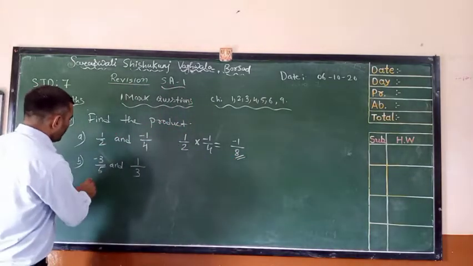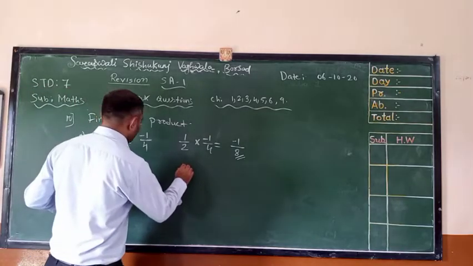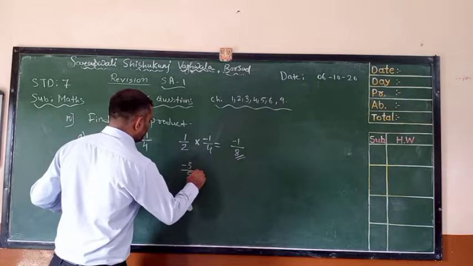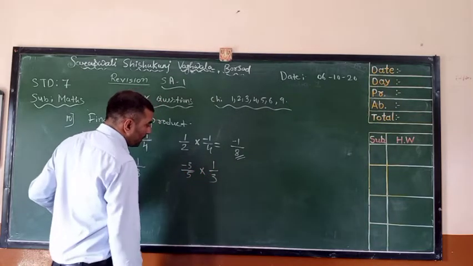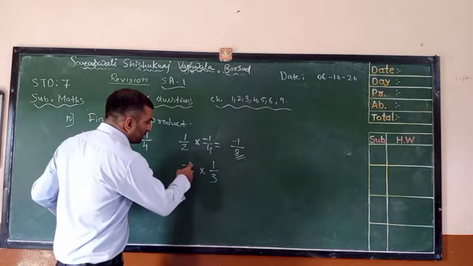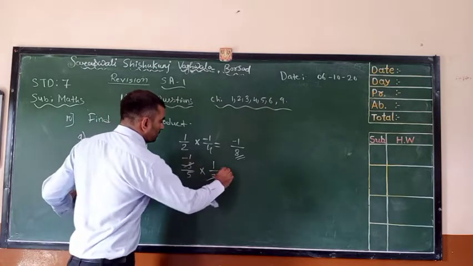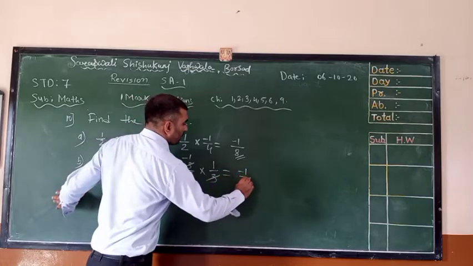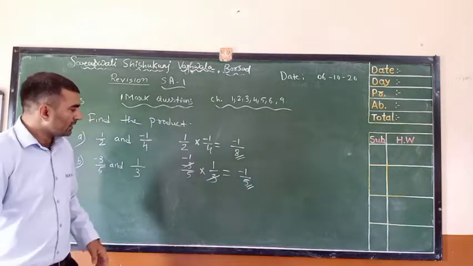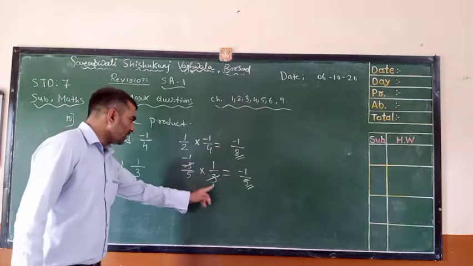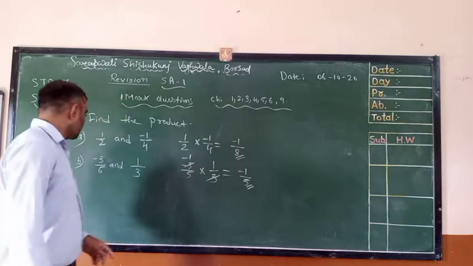So minus 1/8 is the answer. Now, the second question we have is minus 3/5 and 1/3. Minus 3/5 multiplied by 1/3. See, 3 is common, right? So 3 multiplied by minus 1, that means minus 1/5 is the answer. So we can cancel 3. 3 multiplied by minus 1 is minus 3. So minus 1/5 is the answer.